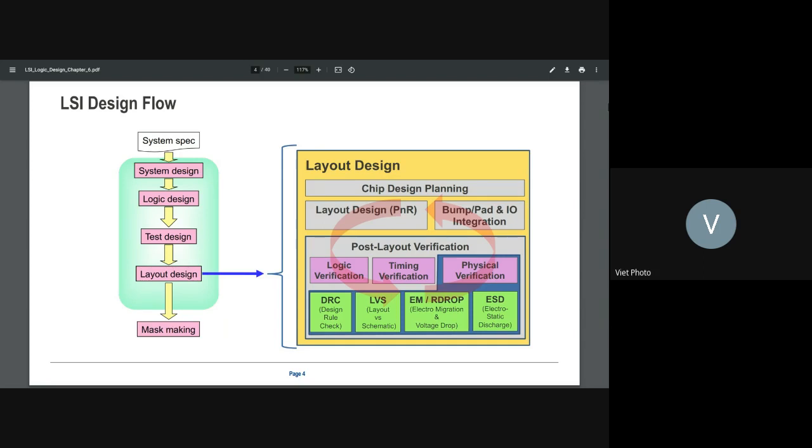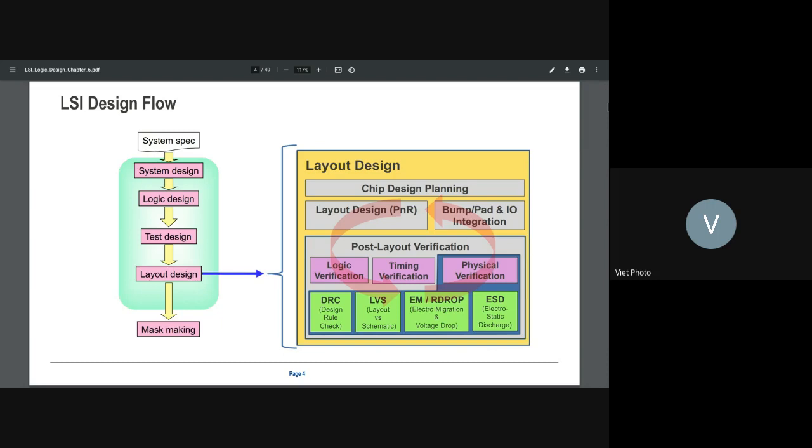By this class, by this time, I guess you guys now get to be familiar with the flow, right? Starting from the spec, and then you get into the system design, which is the architecture, and then we can do logic design. The logic design has the RTL design, and then we do the logic synthesis, and logic synthesis gets out the netlist. Then we do the test design.